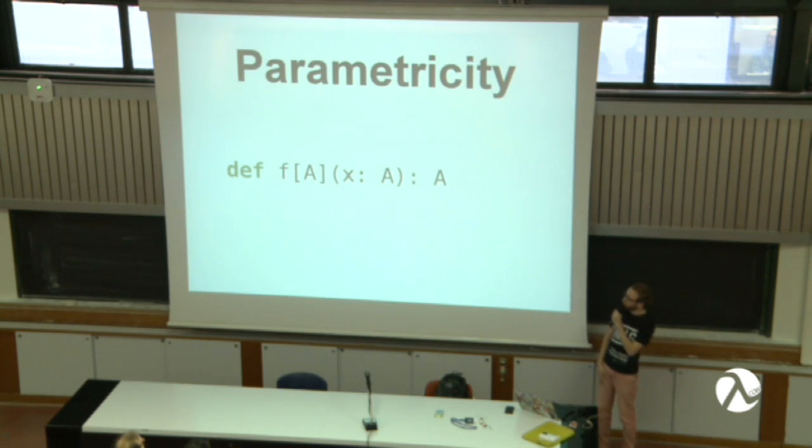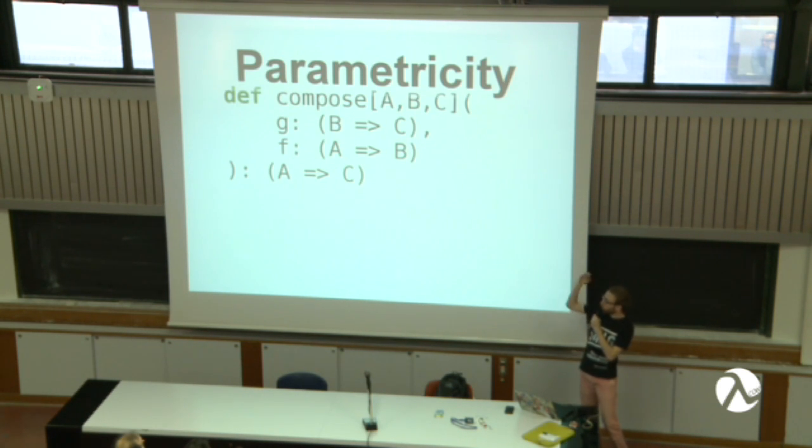Simple example, we have a function from A to A. We have no idea of what is the type A, so we can't do anything with it. We can't construct a value, we can't do anything. So the only meaningful implementation for this function is the identity function. Since we can't construct a value of type A, the only thing we can do is just give back the parameter. We can't do anything else meaningfully.